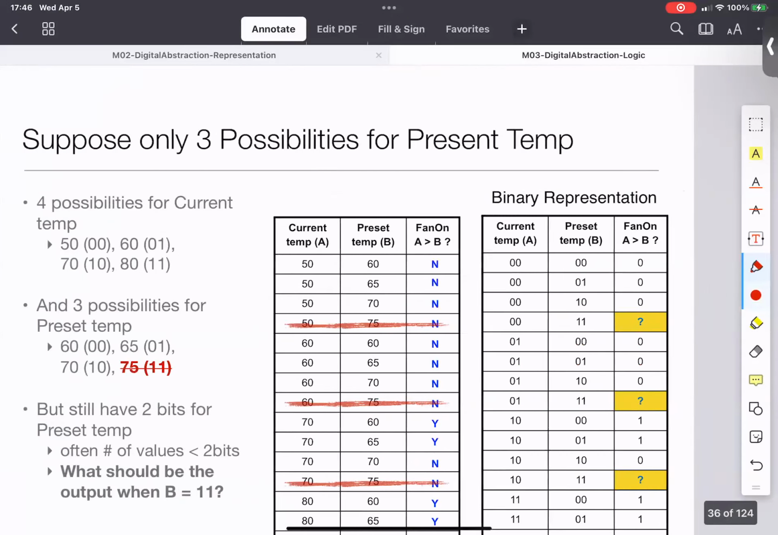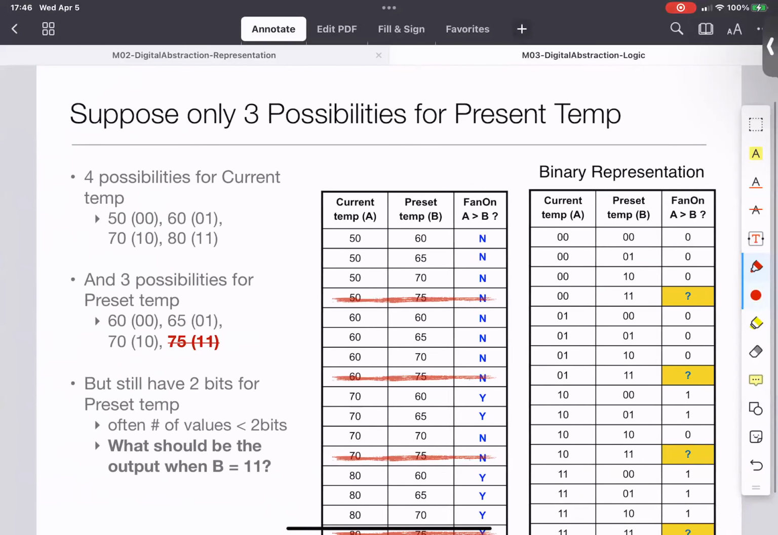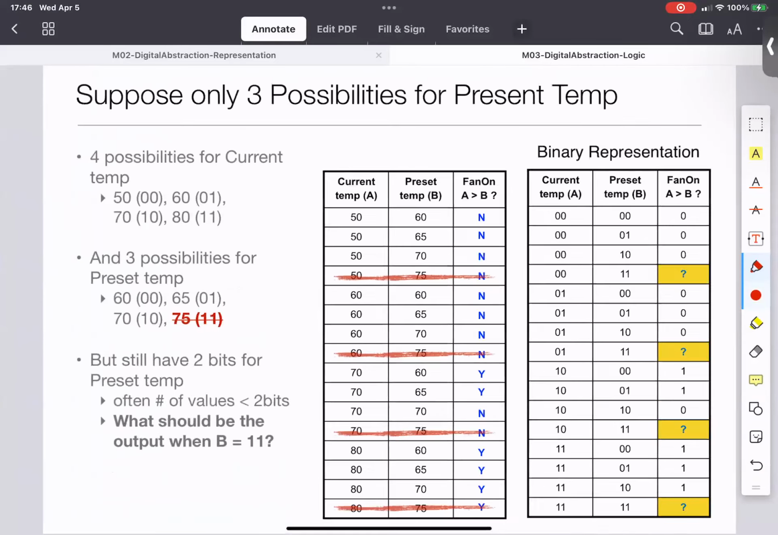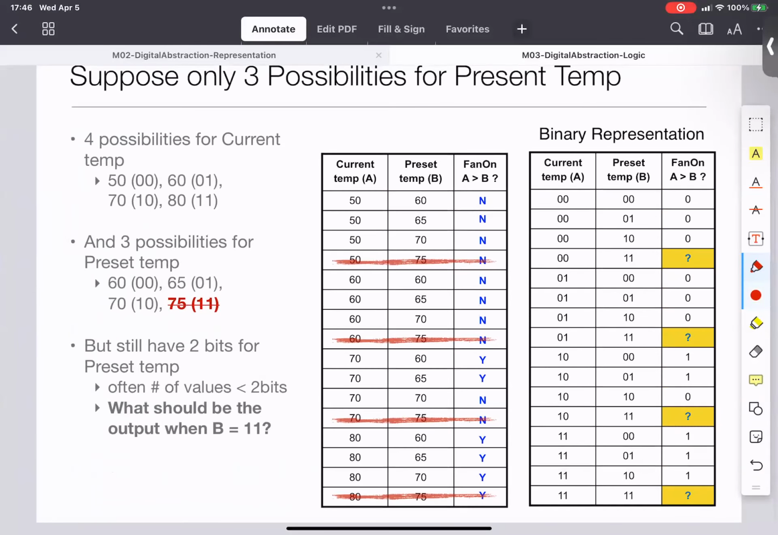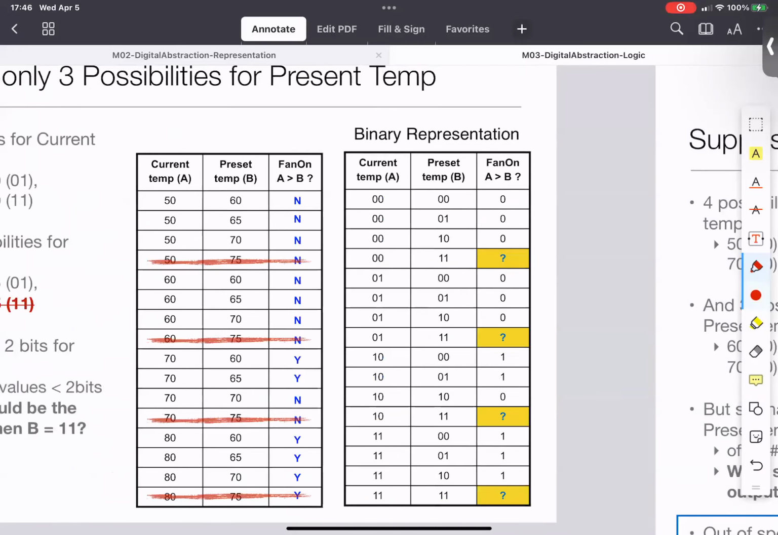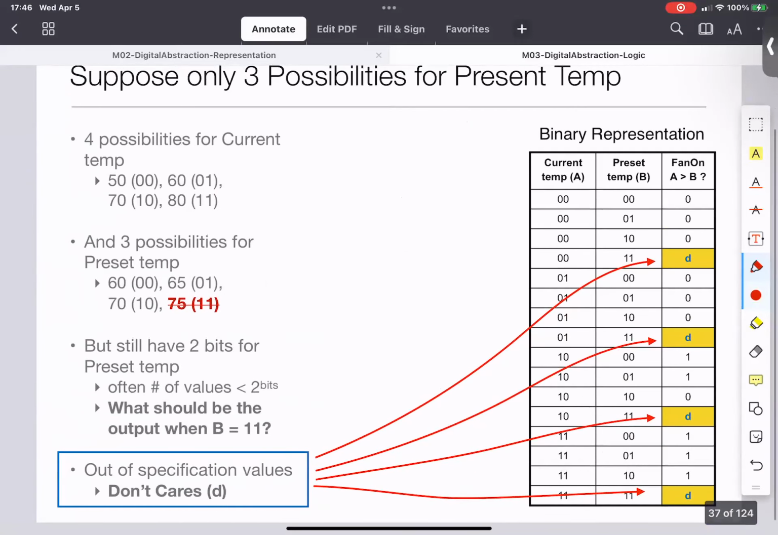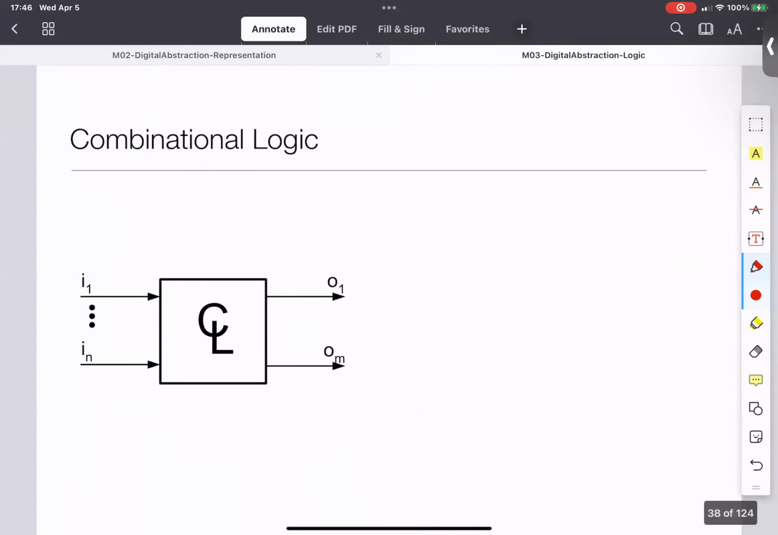Okay, so I need to figure out a better way of managing this. The stuff which has a question mark are the ones where, like I said, you can view them as don't care, or you can say I'm going to pick safe values. So for out of specification values, don't cares, we list a D there. Sometimes it's an X, sometimes a big D. There are a variety of different ways they are represented, but the idea is that for things which should not occur, I don't care, I'll pick whatever makes it easier to design.